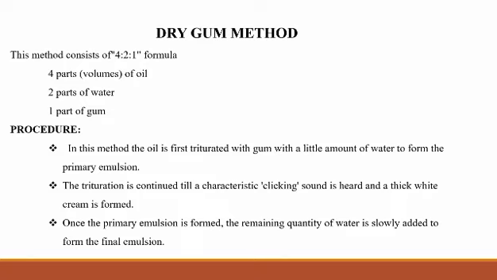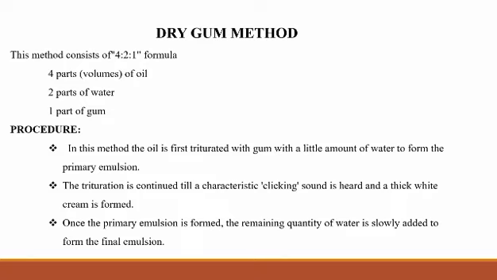From the name itself, we can identify it's a dry gum method, so we add the water at last. First, we have to triturate both the oil and the gum. Let's see the procedure. First, we take our oil phase and triturate it with gum using a mortar and pestle. For the trituration process, we add a little amount of water to form the primary emulsion. We have to triturate fully with the mortar and pestle.